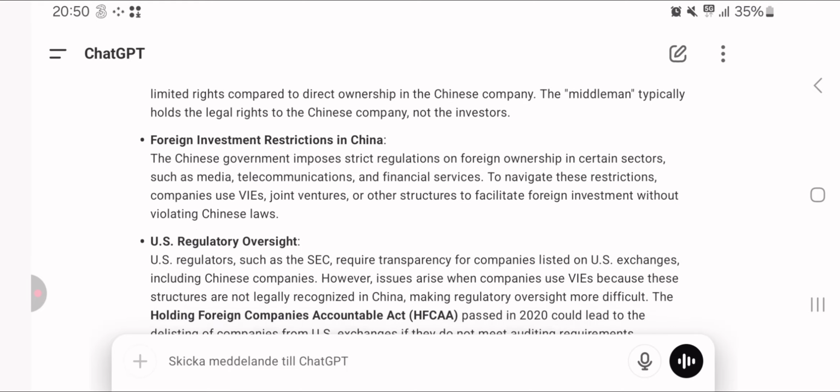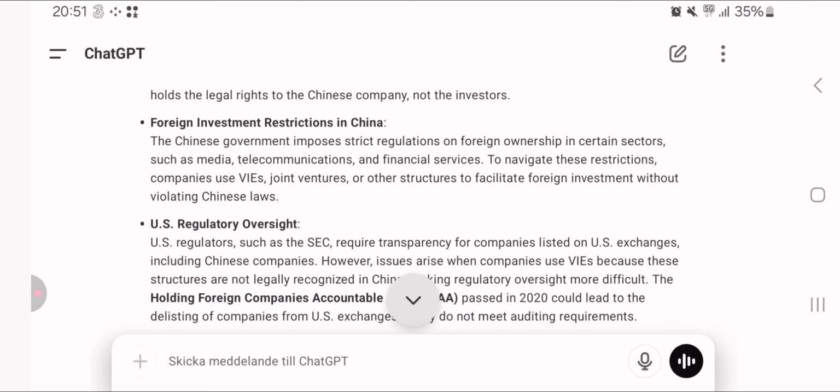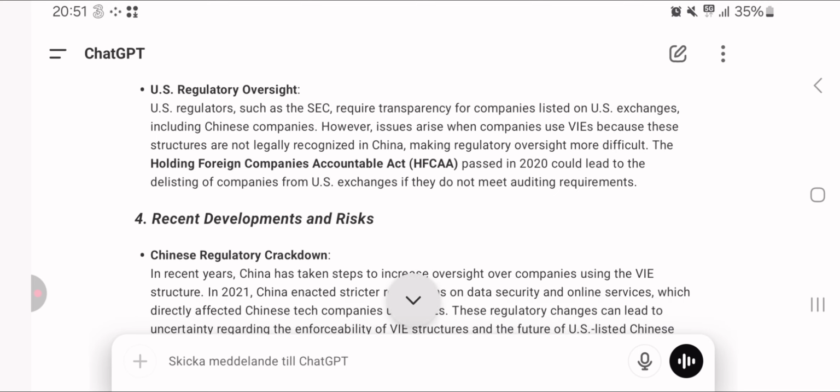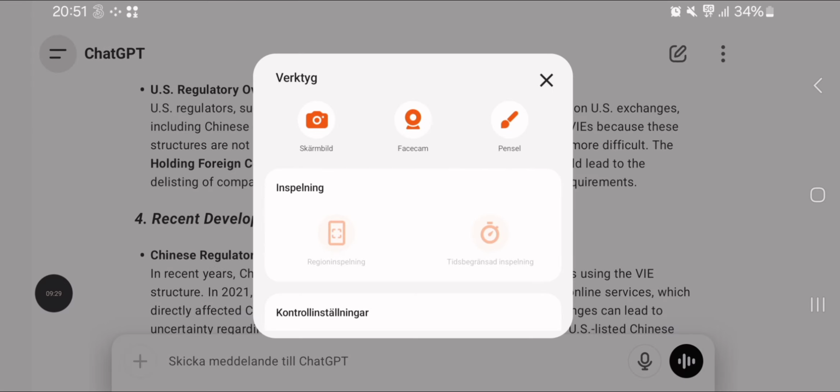So we already talked about that. The middleman holds the legal rights to the Chinese companies and probably works with the Chinese government. We have the US regulatory oversight, which requires transparency for companies listed on the US exchanges, and that has caused some problems for some Chinese companies. And also this Chinese regulatory crackdown, they enacted stricter regulations on data security and online services, which directly affected Chinese tech companies using VIE structures.